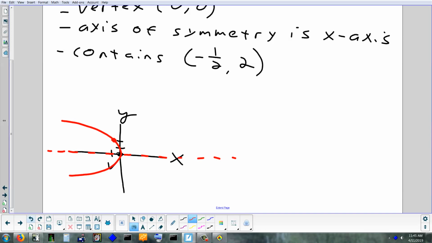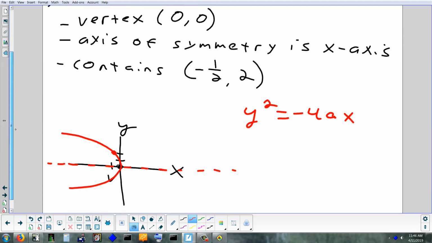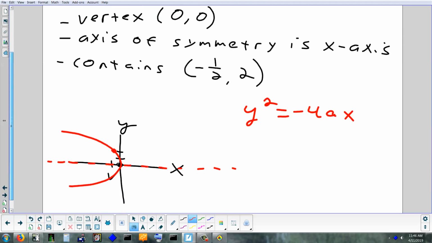Now, what's the equation of a parabola that opens left? y squared equals -4ax. And what letter do I need to figure out? I've got to figure out my a. So a is the distance from the vertex to the focus. I don't know the focus, so I can't do that. But I know something else. a is the distance from the vertex to the directrix. Don't know the directrix.